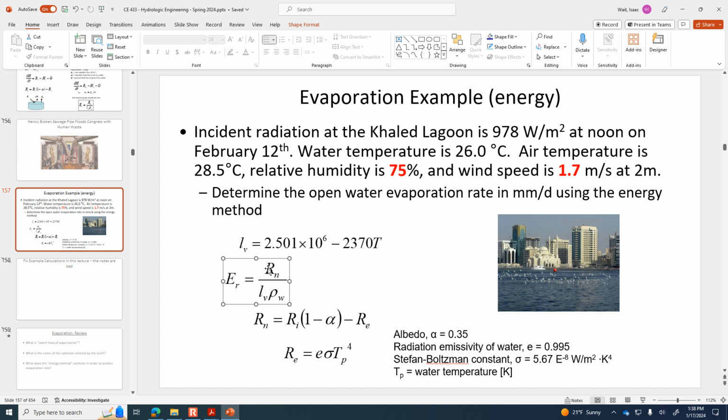E_R is the net radiation in the numerator, 183.9 watts per meter squared, divided by the latent heat of vaporization, 2,433,455 watt seconds per kilogram, and then the density of the water, 996.3 kilograms per cubic meter.